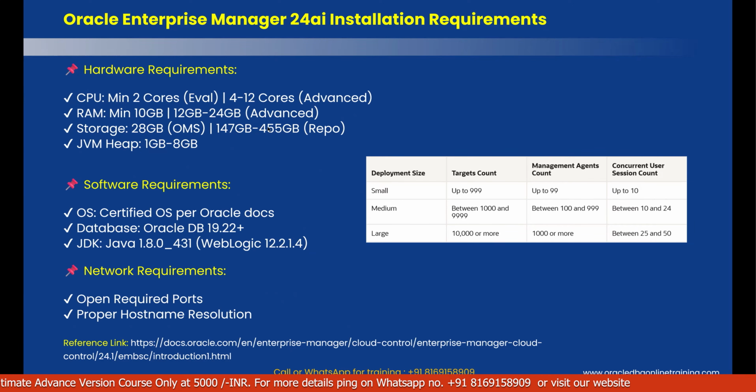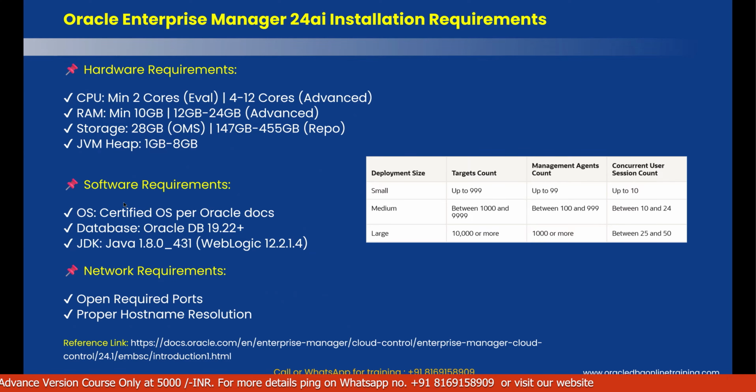When it comes to the repository database, the requirement will increase depending on the deployment size. Along with this, the JVM heap, which is again part of the OMS configuration, will need at least 1 GB to 8 GB depending on the different categories of installation that you are making.